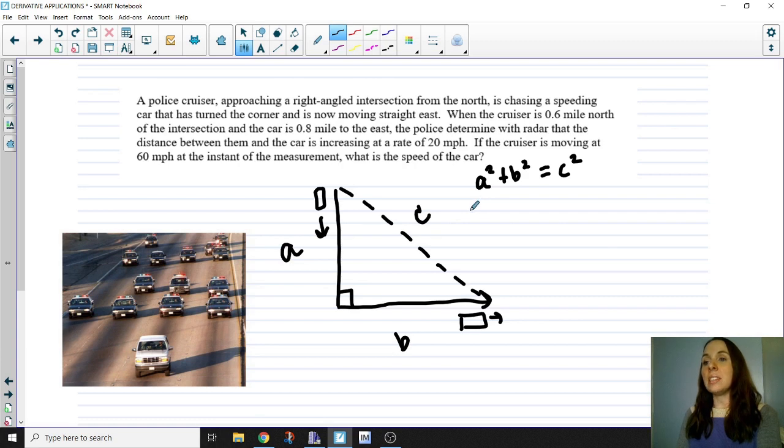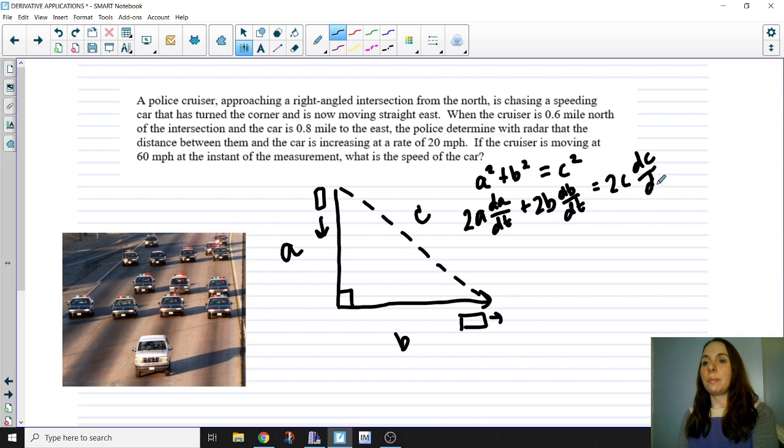The derivative of a squared is 2a da/dt. The derivative of b squared is 2b db/dt. The derivative of c squared is 2c dc/dt. And then you have the really fun part where you get to fill in all of the information.